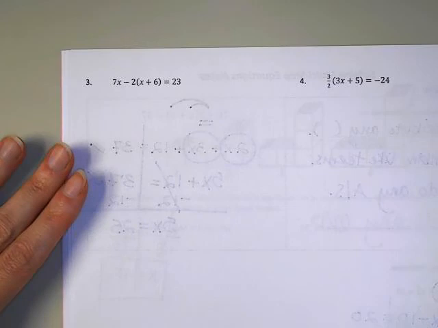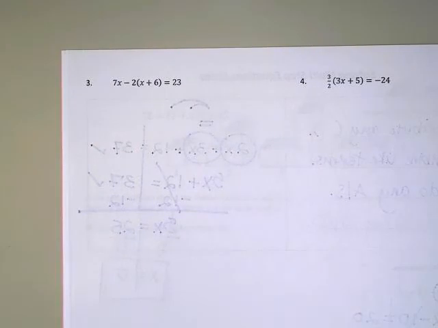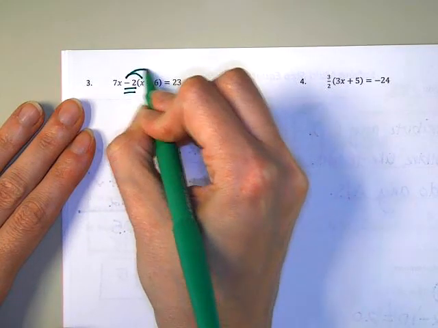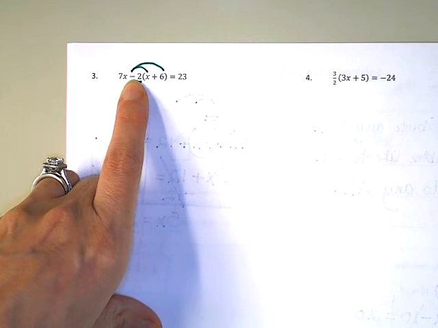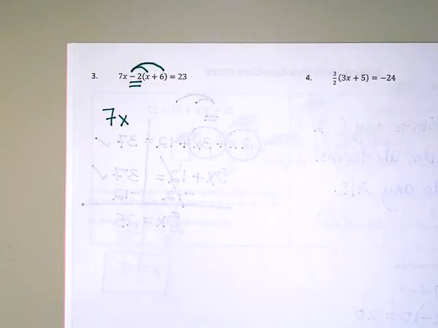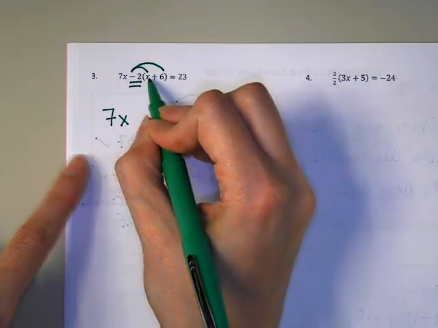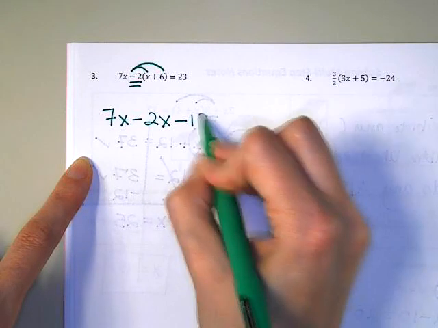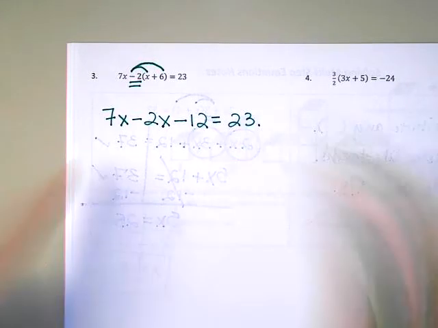Now I'm going to turn the page and see what's on the back here. Let's do number 3. Okay, now this one's got parentheses. So I'm going to distribute first. Now remember, you only distribute the number that is touching the parenthesis with the sign in front of it. So the 7x just drops down. We're multiplying everything in the parenthesis by -2. -2 times x is -2x. -2 times 6 is -12. So first step is distributing.